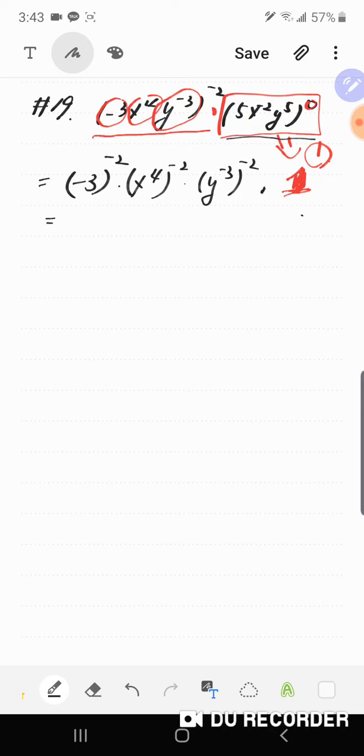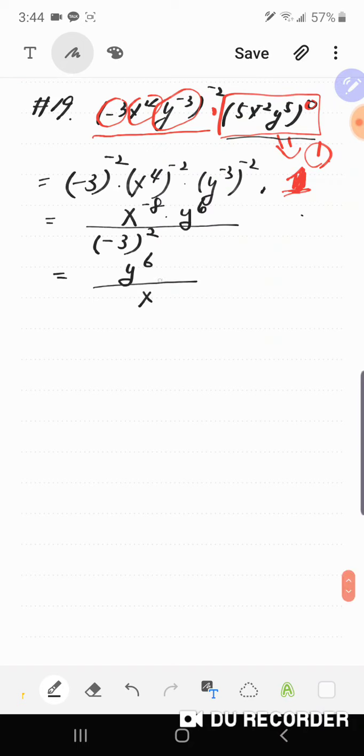Alright then. If you have a negative exponent, you can move it from numerator to denominator or from denominator to numerator. So this will be negative 3, and the power changes sign. How about this one? x to the 4 times negative 2 is negative 8, and then y to the power of negative 3 times negative 2 is positive 6. So y to the 6th power stays in the numerator. And x to the negative 8 goes to the denominator, then the exponent becomes positive 8. And negative 3 squared is positive 9. So this is the answer.